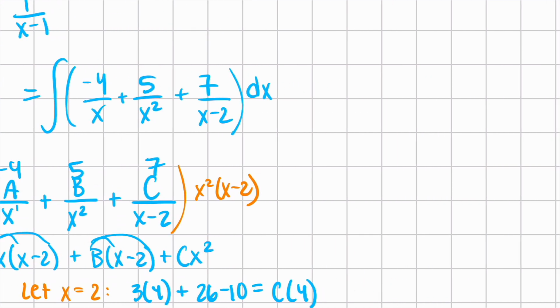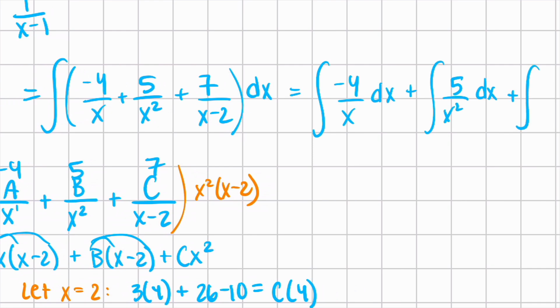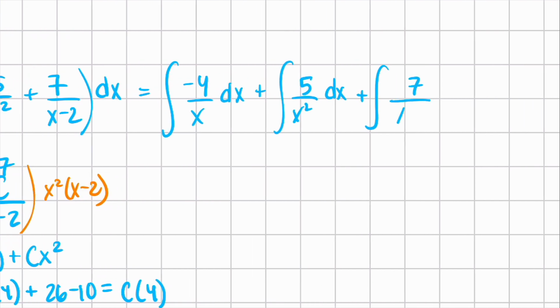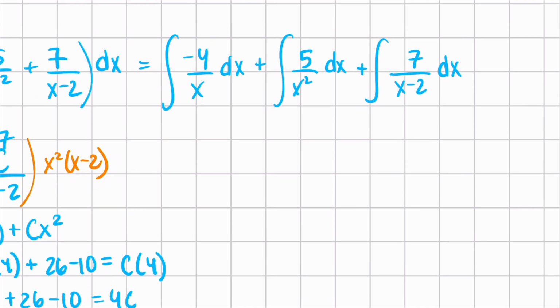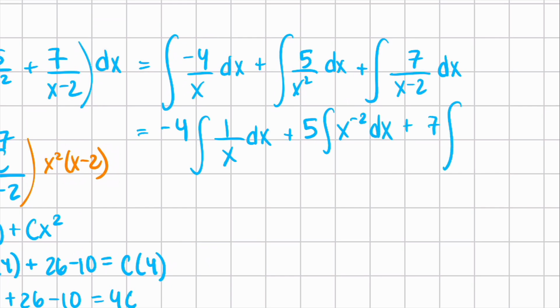And let's finish our problem. So I'm going to split this into 3 separate integrals. Okay, so for the first integral and the last integral, we're going to use natural log. For the second integral, I'm going to bring my negative 4 out. For the second integral, I'm going to bring out the 5, but notice this is x to the negative 2 dx.